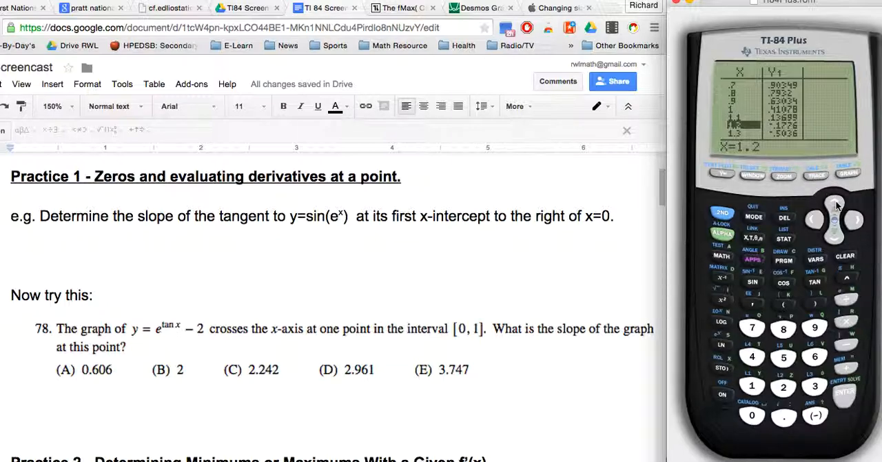If you look at 1.1, it's 0.136, and at 1.2, it's negative 0.177. So that tells me the intersection point is between 1.1 and 1.2.